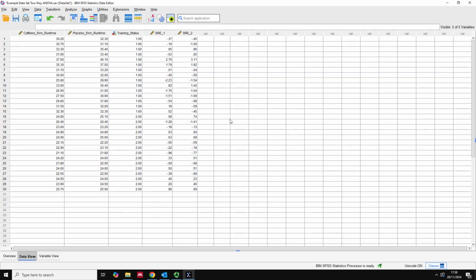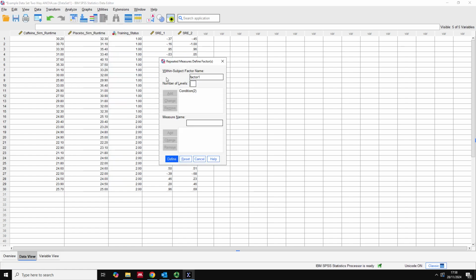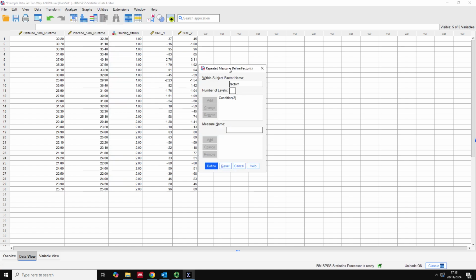So I'm going to close that off now, and then I'm going to go back to that analysis process I was on a few minutes ago. So analyze, general linear model, repeated measures. SPSS is very clever, and it remembers the analysis that we set up previously, so we don't have to do it again. We can just carry on to define.